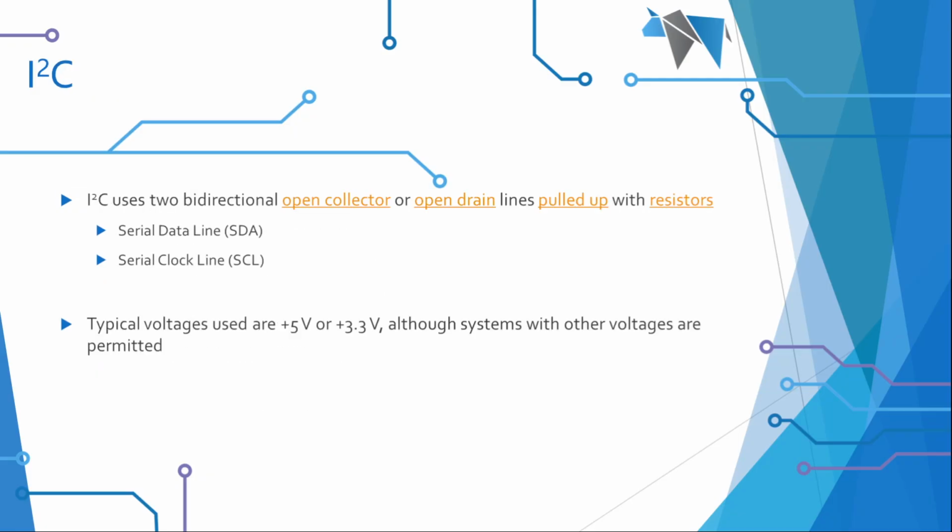So what is I2C? It's bidirectional, data coming and going, and it has open collector or open drain lines. That means the lines are pulled up with resistors, so the lines are allowed to float to the positive voltage. You have two lines, the serial data line or SDA and the serial clock line, the SCL. Now, typical voltages are 5 volts. I'm going to be using 5 volts, but 3.3 is also very common, and other voltages are permitted. So always check your voltages when you're doing this.